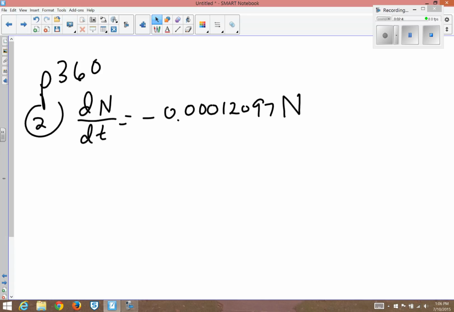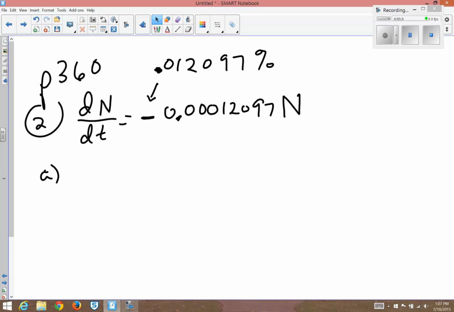Notice the number in the given sentence said that the rate was 0.012097%. So in this differential equation, we have to move this decimal point 2 places to the left to get rid of the percent sign. And this is a negative number here because the carbon-14 decays. If it was something growing, we would use a positive number in front of this N.